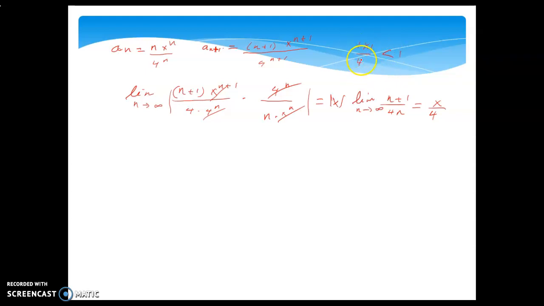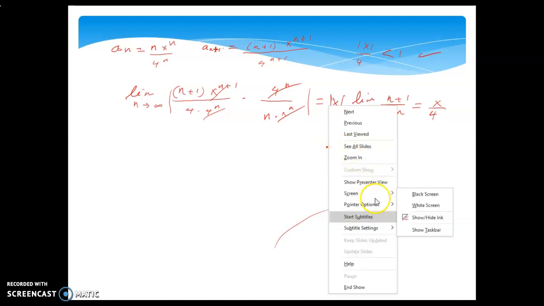So the region of convergence is between negative 4 and positive 4. These are the x values that allow for convergence. Okay, so we are going to get the eraser.